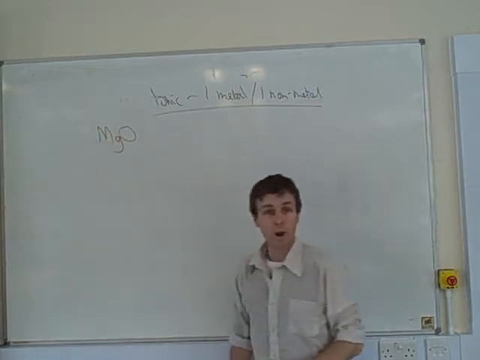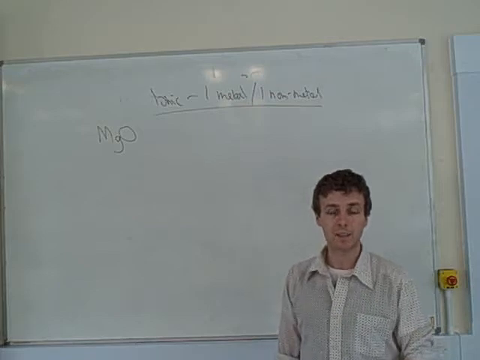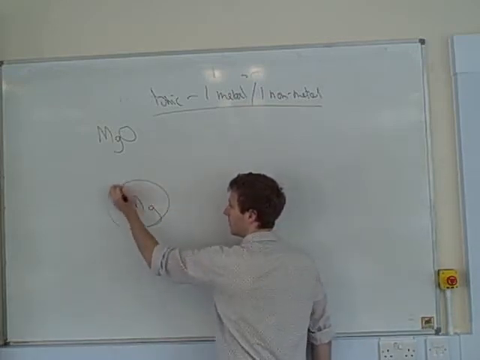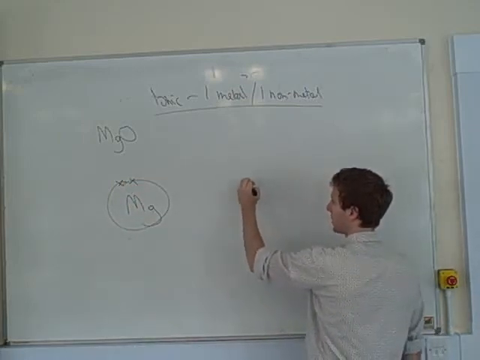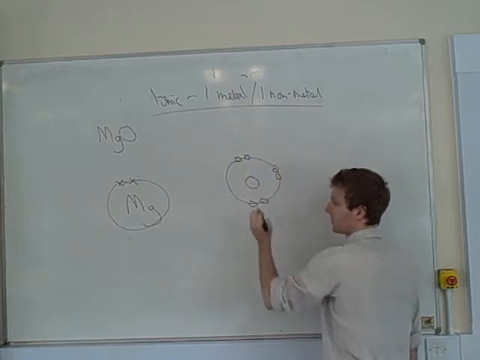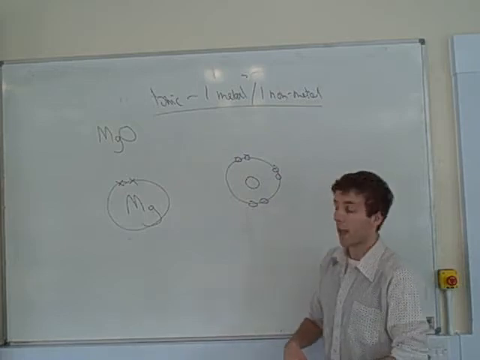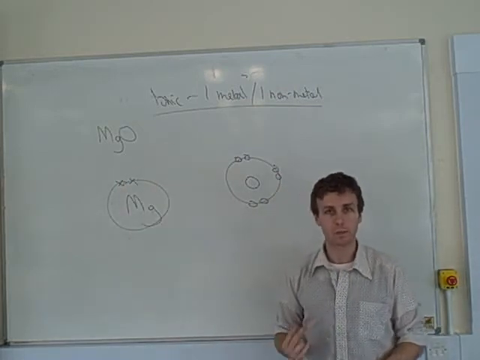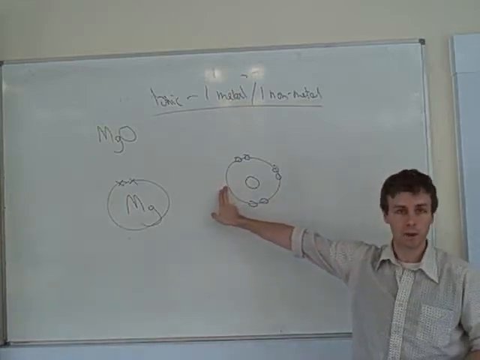So again, if you look at your periodic table and do the electronic configuration, you'll see magnesium has 2 electrons in its outer shell. And you'll see oxygen has 6 electrons in its outer shell. Okay, and don't forget, this is a dot and cross diagram, not a cross and cross, or not a dot and dot. So in order to be happy, magnesium needs to lose 2 electrons. And in order to be happy, quite conveniently, oxygen needs to gain 2 electrons.